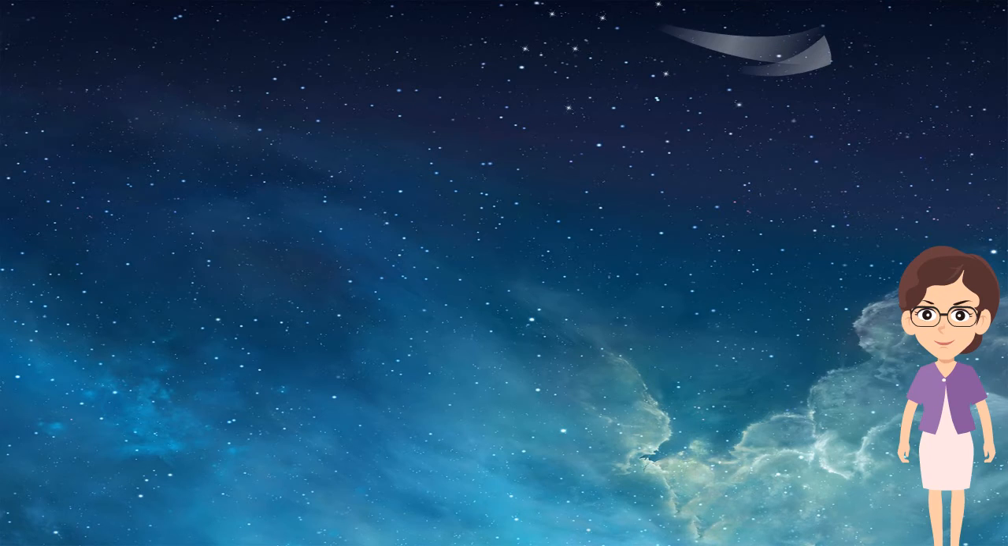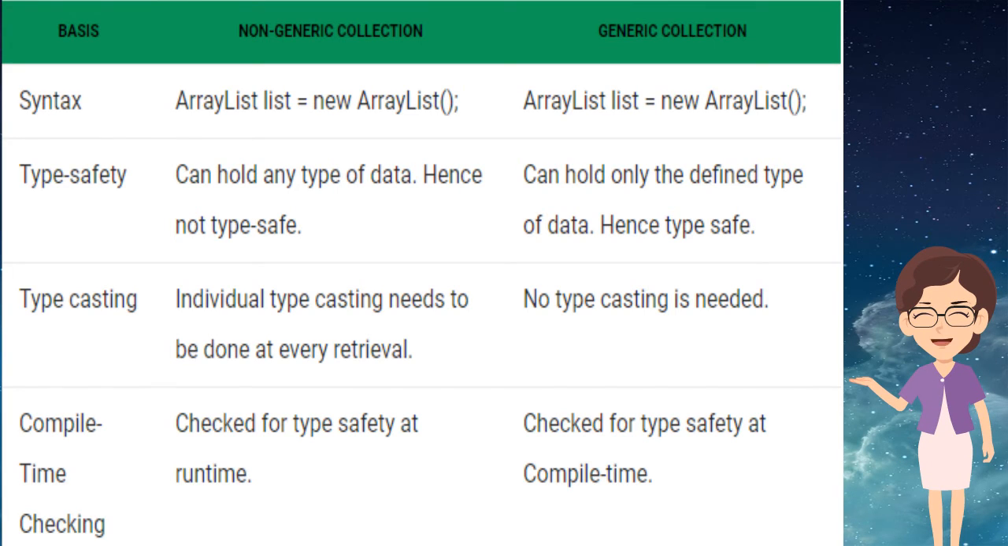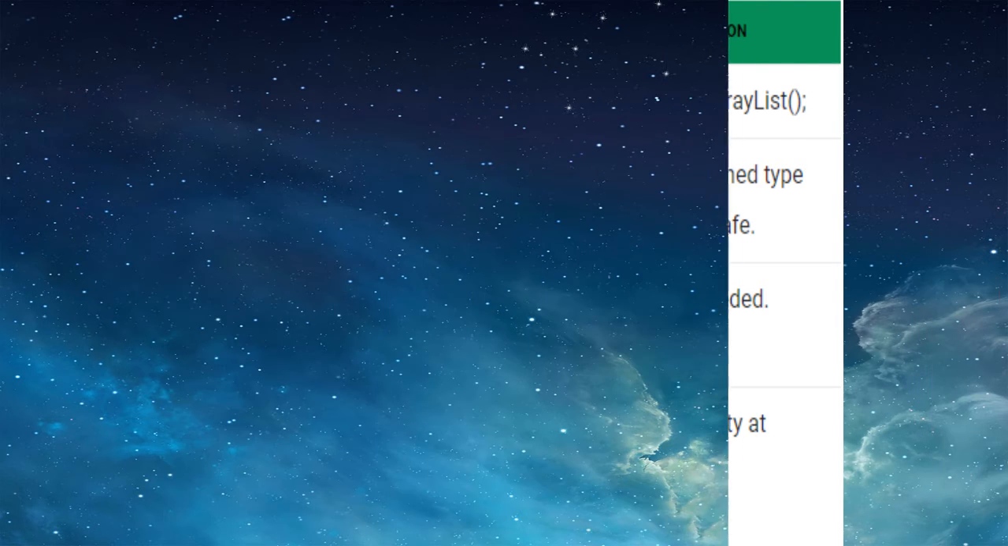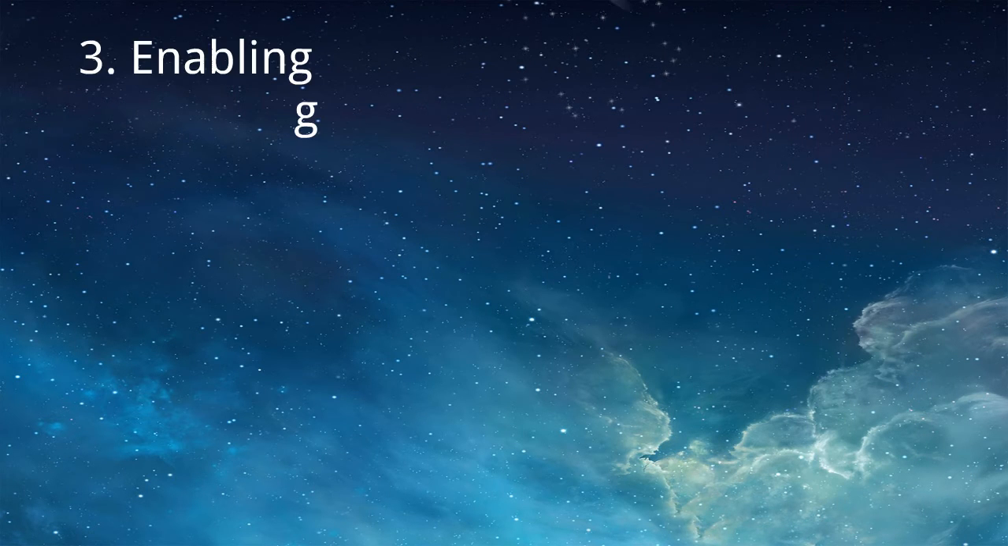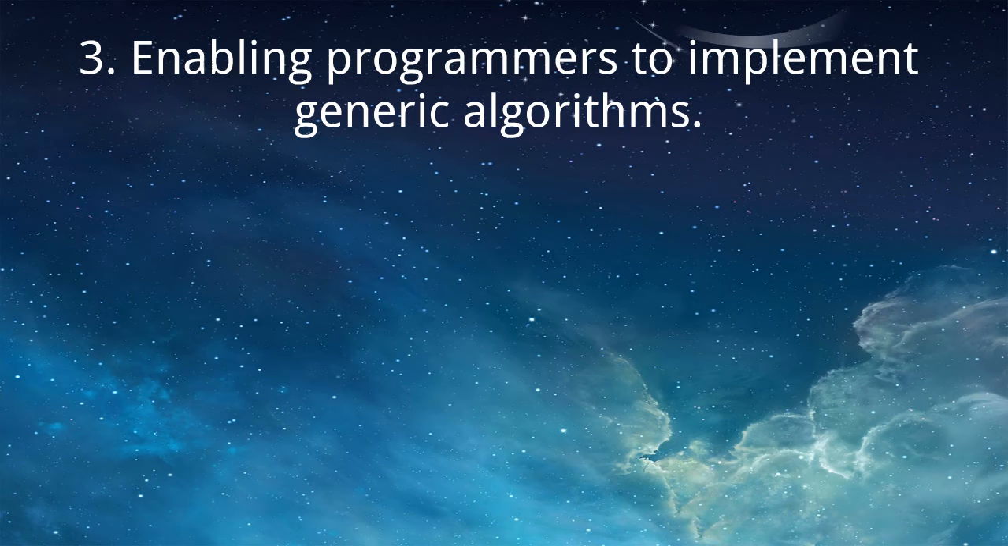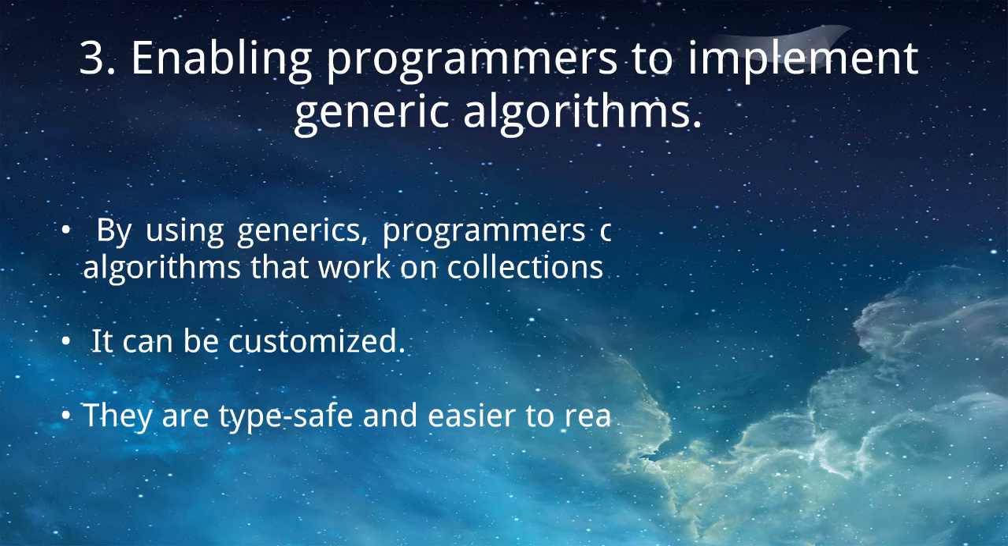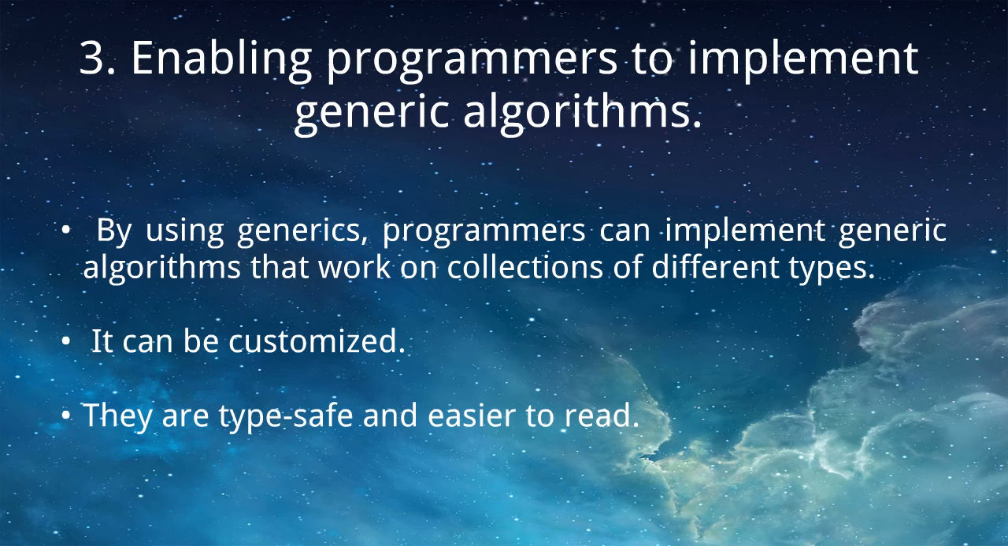Let's see some more differences between generic and non-generic code. The basic differences between non-generic code and generic code are in terms of syntax, type safety, typecasting, and compile time checking. Number 3. The last point is enabling programmers to implement generic algorithms. By using generics, programmers can implement generic algorithms that work on collections of different types, can be customized, and are type-safe and easier to read.